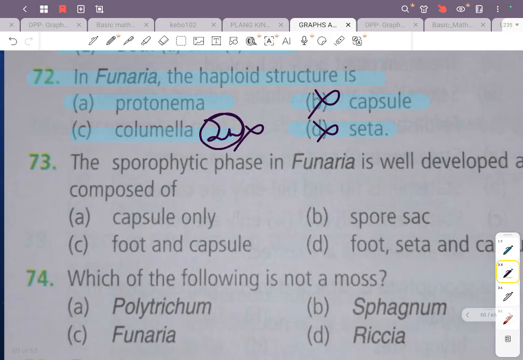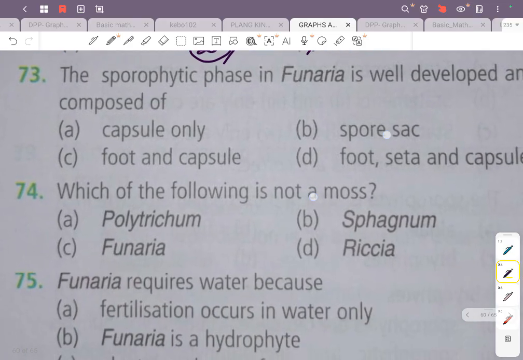अगर मैं बात करूँ प्रोटोनीमा की, तो प्रोटोनीमा एक्चुअली जो होता है दैट डेवलप्स डायरेक्टली फ्रॉम अ हैप्लॉइड स्पोर. ये लाइन भी मेंशन होती है ना एनसीईआरटी में, where the spore directly gives rise to the protonema, right. तो protonema actually में एक haploid structure होता है which eventually matures into the gametophyte. So the haploid structure is protonema. Okay, moving on to the next question.